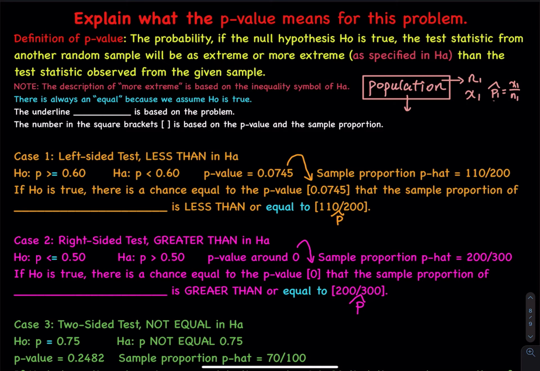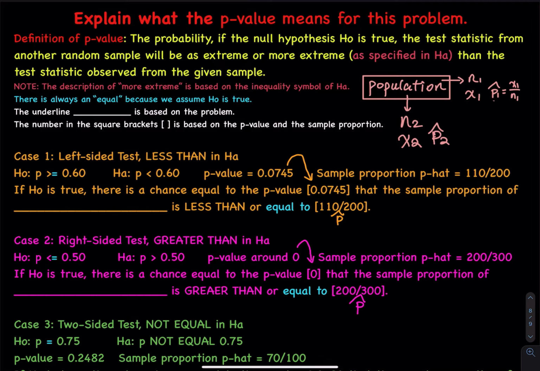The p-value is a probability, right? So there is a chance equal to that probability. Here is what I can do. I can take another random sample. So I call that n2. And then in this random sample, I have the number of successes x2. And then I can write my second sample proportion p2.